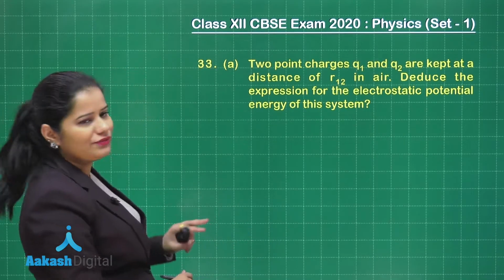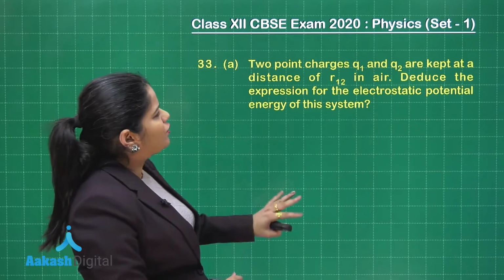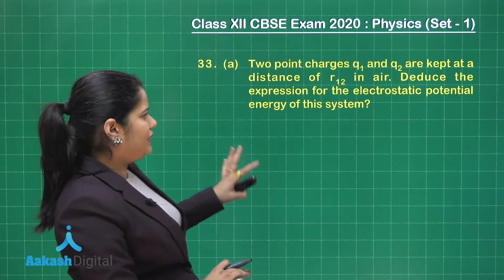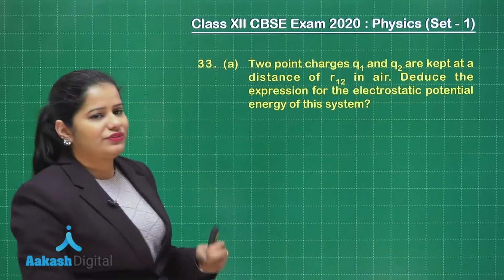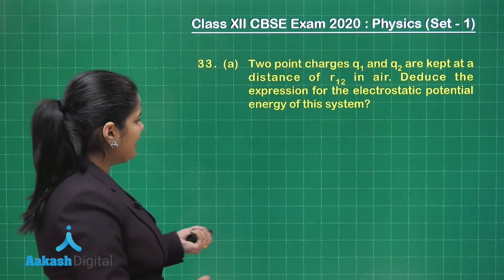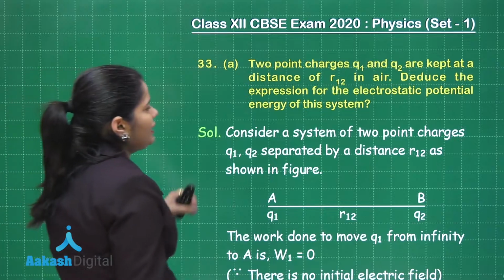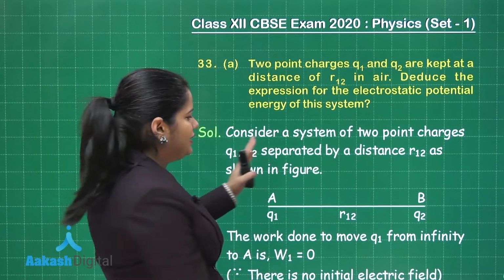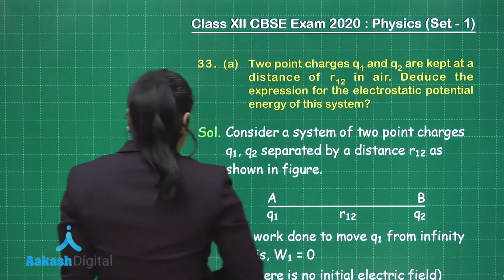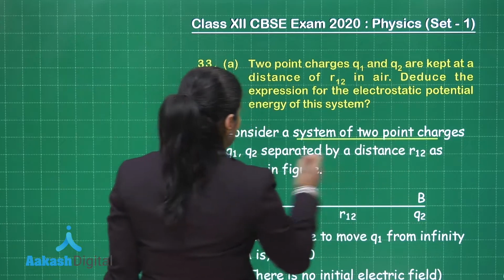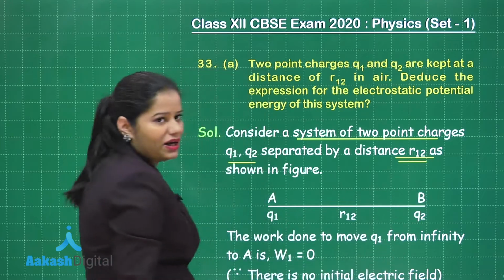This is the A part of this question. In this question we were asked: 2 point charges Q1 and Q2 are kept at a distance of R12 in air. We need to deduce the expression for the electrostatic potential energy of this system. So this is the A part. Let's have a look at the solution. तो इस question में we need to derive the expression of the electrostatic potential energy for the system of 2 charges. तो सबसे पहले we need to take up the system. So we have this system of 2 charges Q1 and Q2 as shown in the figure. They are separated by the distance R12.